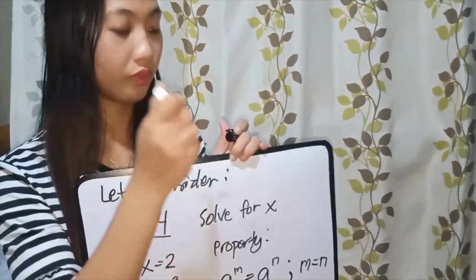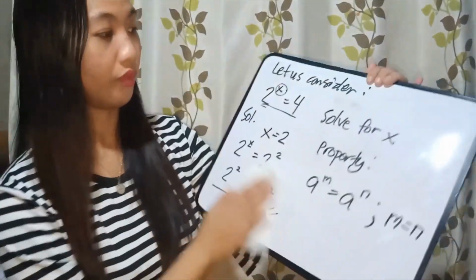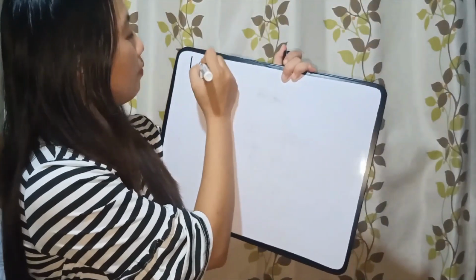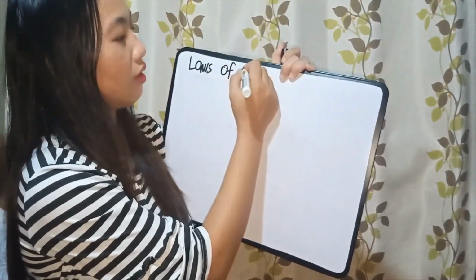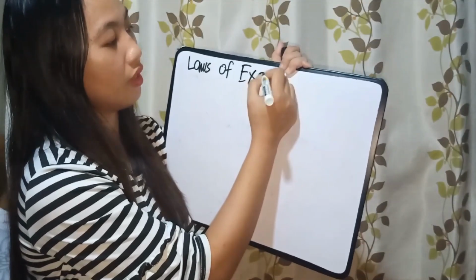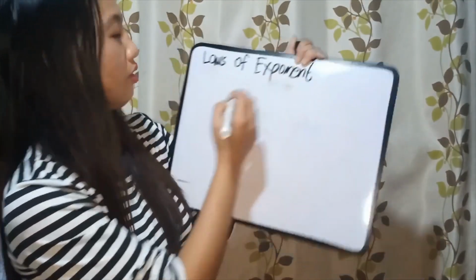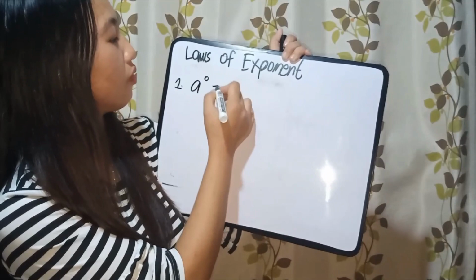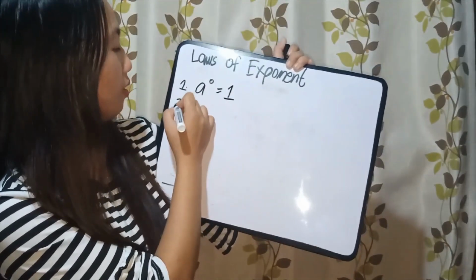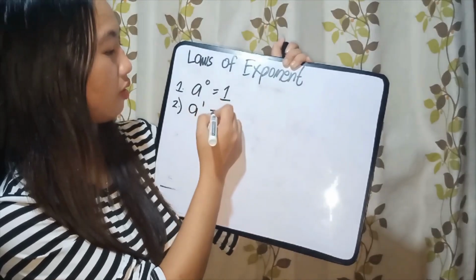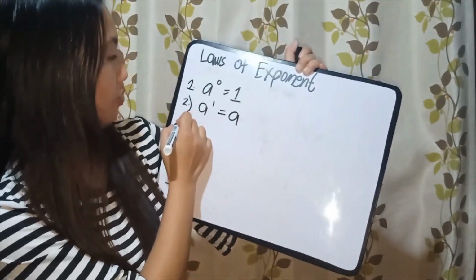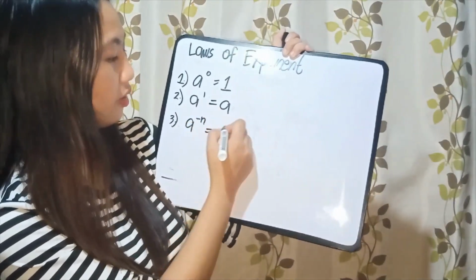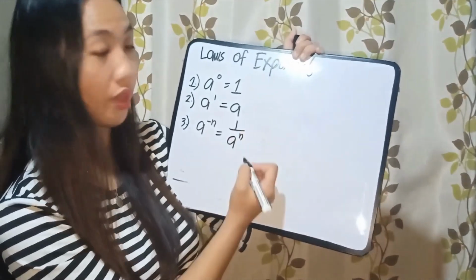So to sum it up, here is the list of the laws of exponent. Let us review the laws of exponent. First, a raised to 0 is equal to 1. Second one, a raised to 1 is equal to a. Third one, the negative exponent, a raised to negative n is equal to 1 over a raised to n.